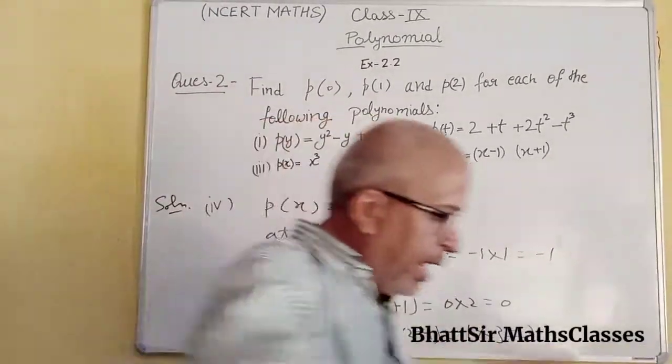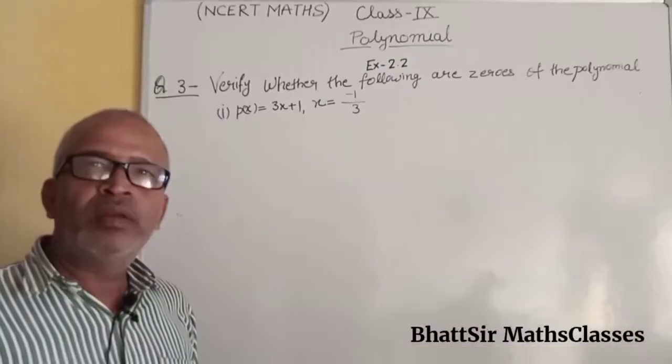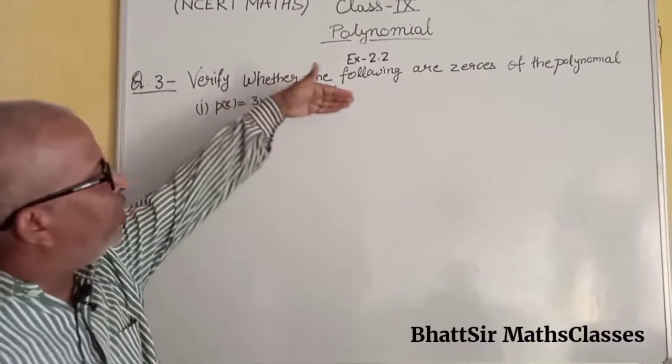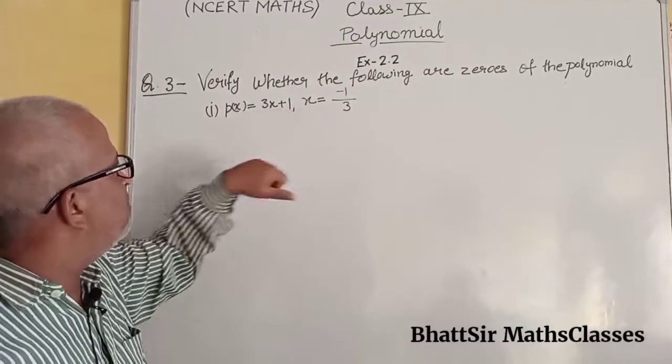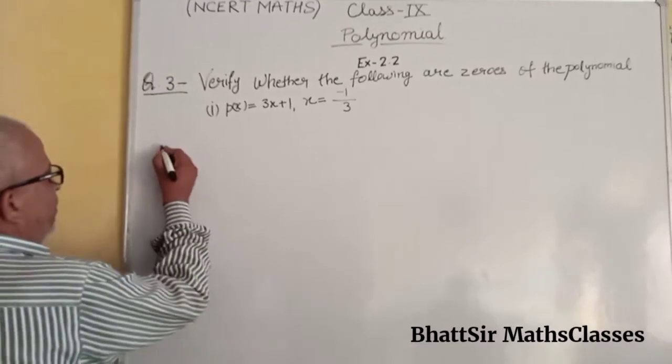Now I am attending question number 3. Verify whether the following are zeros of the polynomial: P(x) equal to 3x plus 1 and x equal to minus 1 over 3. This is the first part of this question. So now I am giving the solution.